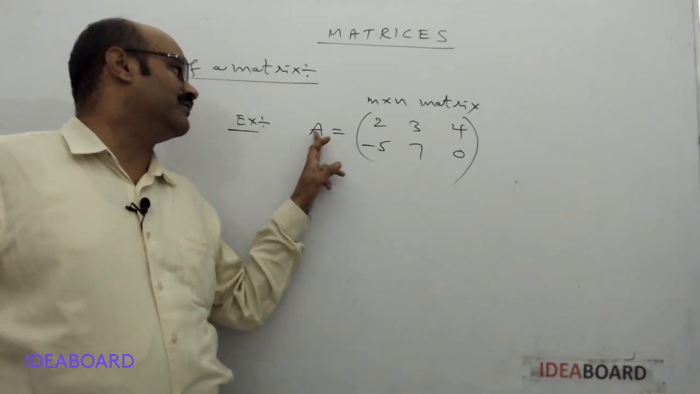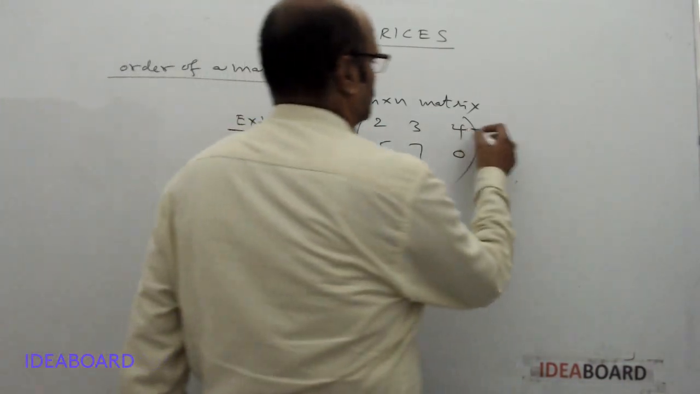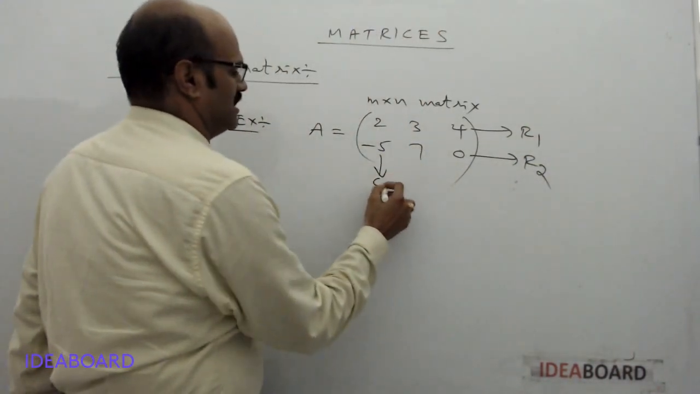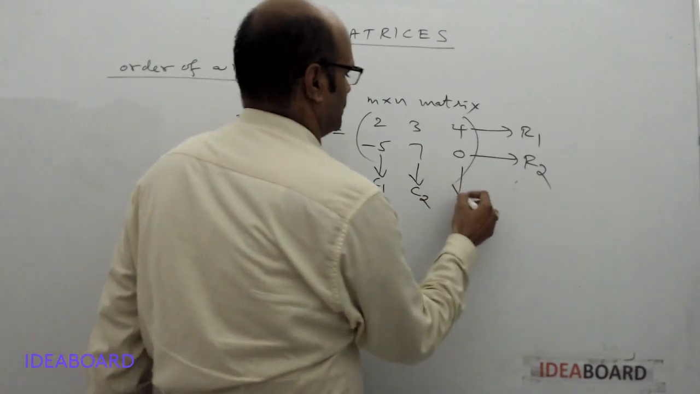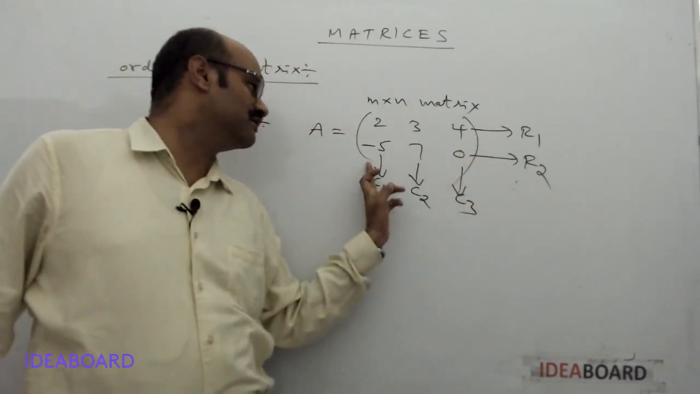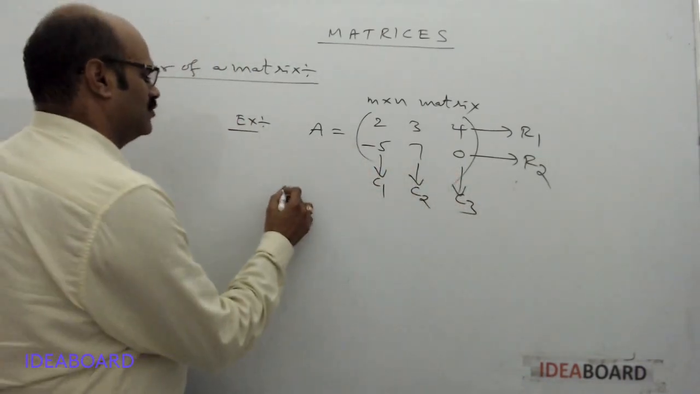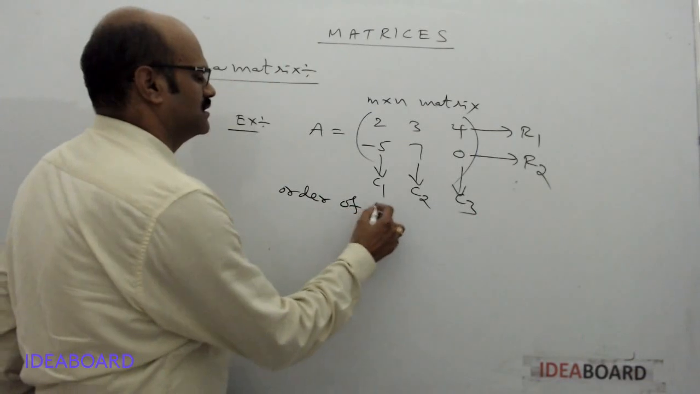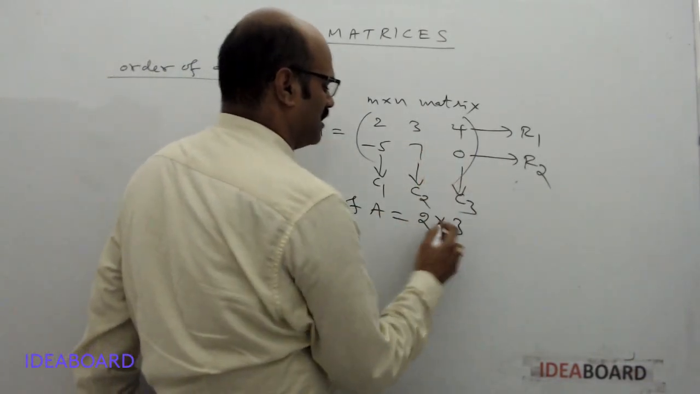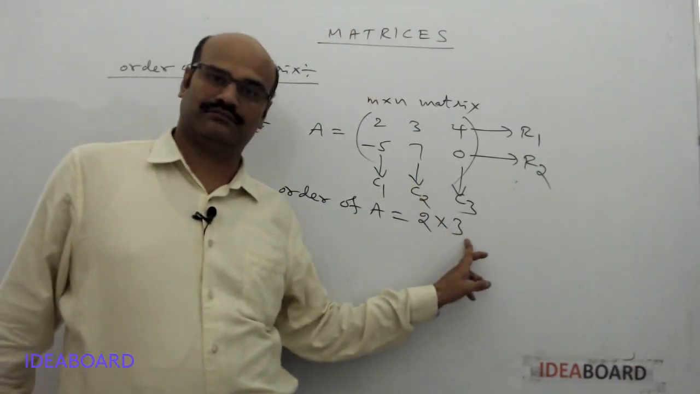Now, the order of the matrix A is, here we are having two rows, R1 and R2, and C1, C2, C3. Here we are having 2 rows and 3 columns. So the order of A, we write it as order of A equal to 2 cross 3 or 2 by 3.